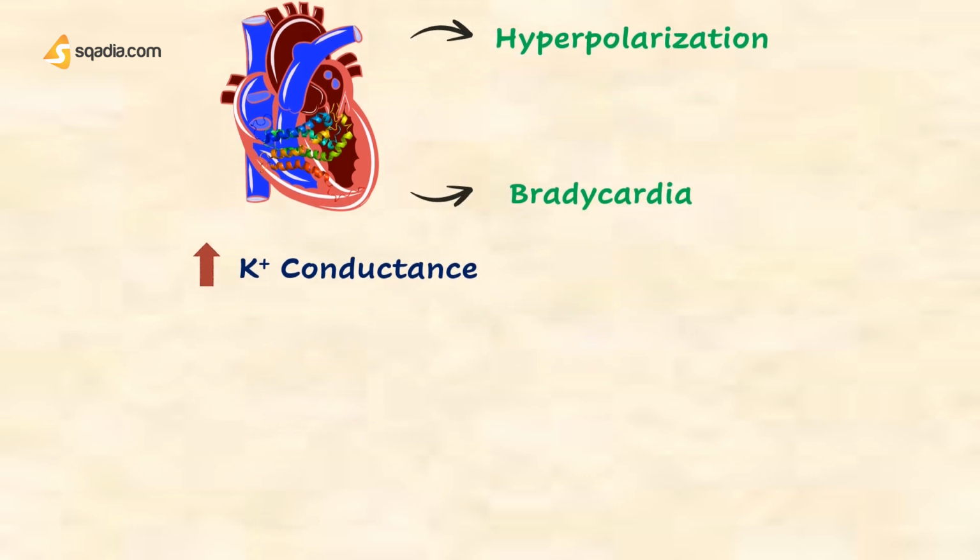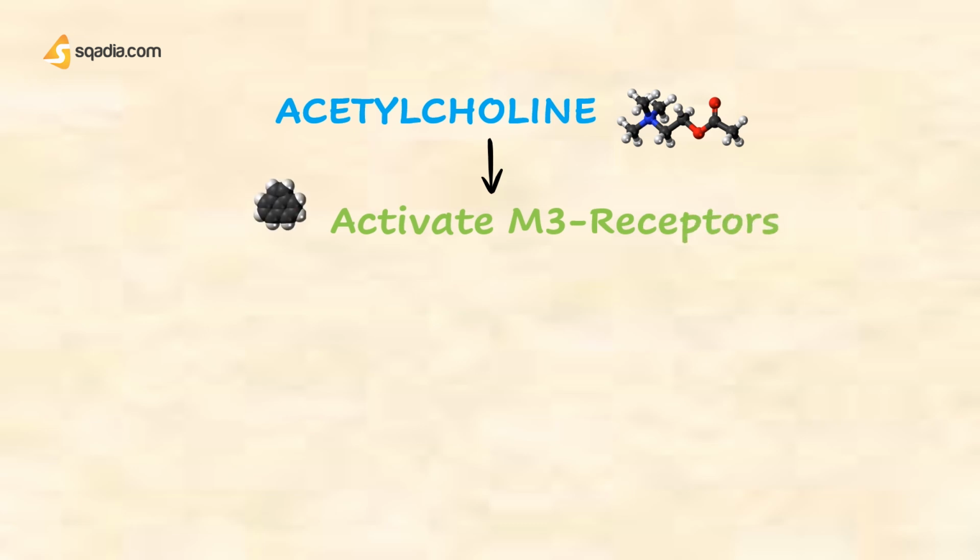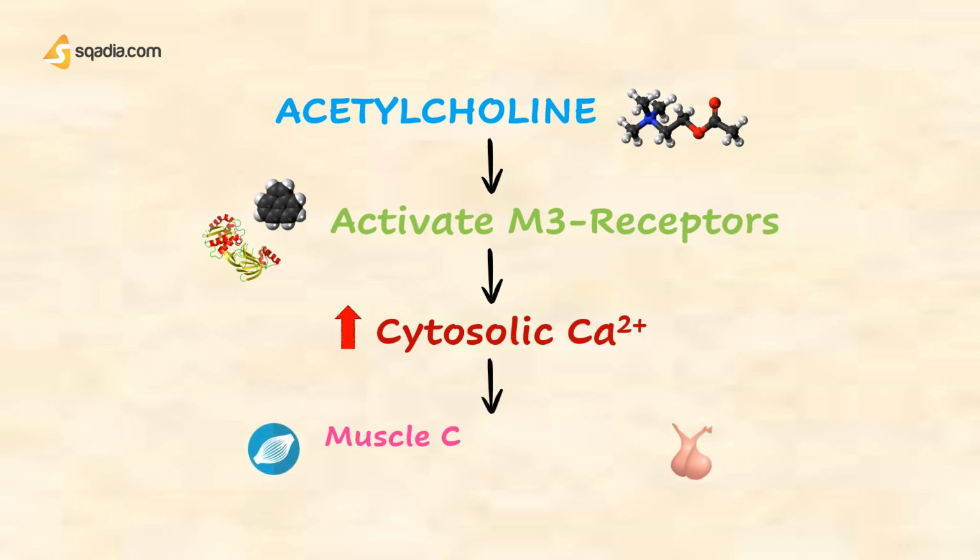Acetylcholine stimulates glandular secretion and causes contraction of smooth muscle by activating M3 receptors, which are coupled to the formation of inositol 1,4,5-trisphosphate, and diacylglycerol. IP3 increases cytosolic calcium, thus triggering muscle contraction or glandular secretion.